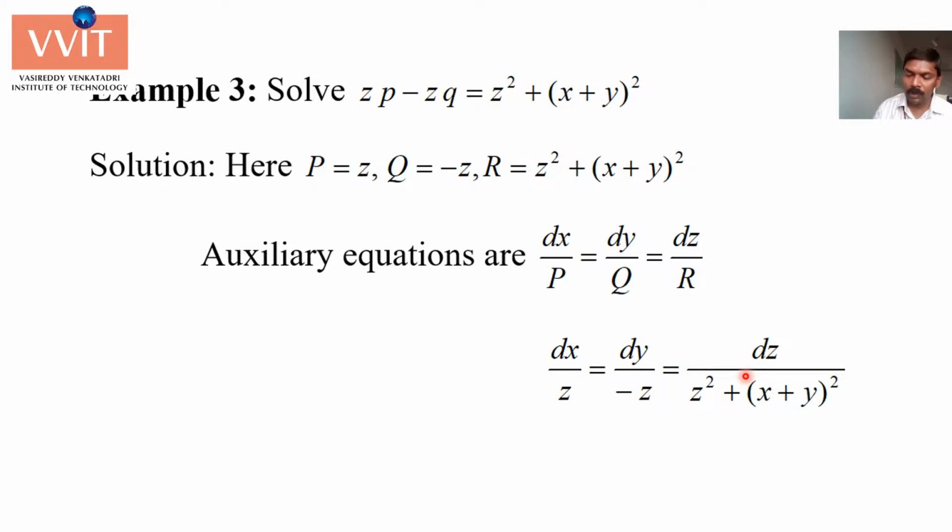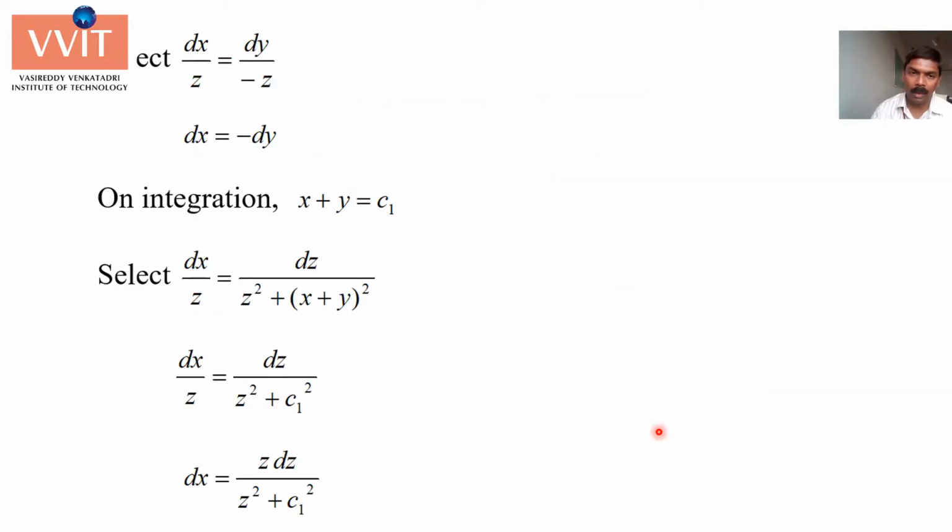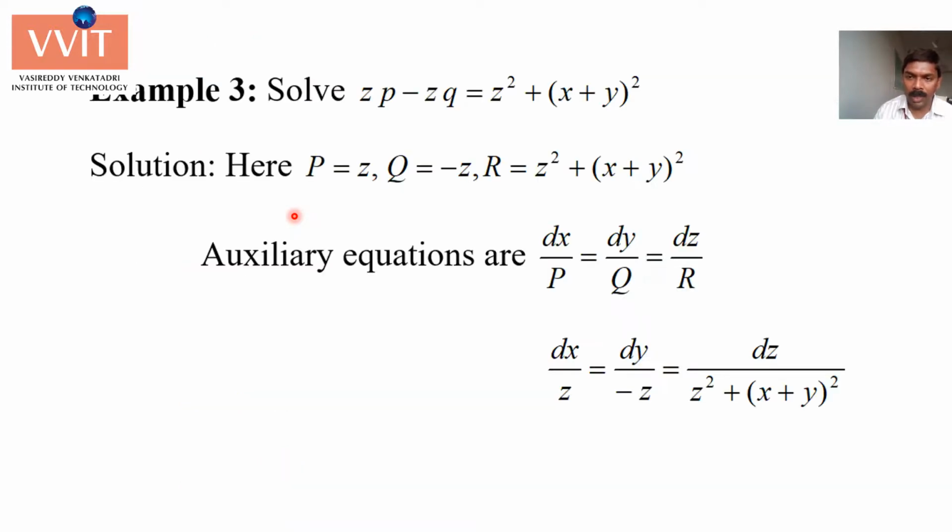So whenever you find a problem of this kind, using the first part of the solution, we find the second part of the solution. Remember, first part. What is first part? x plus y equal to c1. That x plus y equal to c1, I can substitute in the third member. Then what happens to the third member? dz by z square plus c1 square.